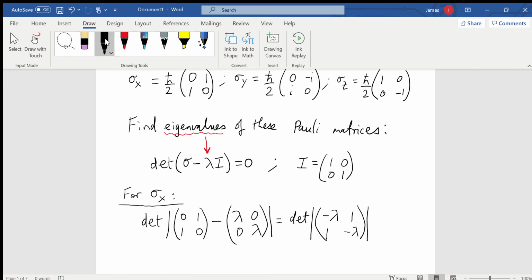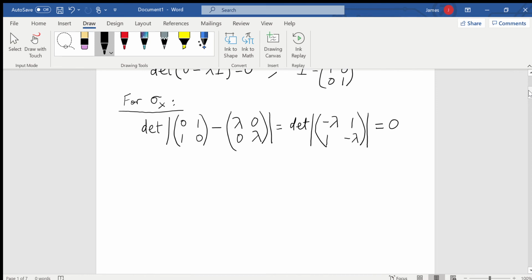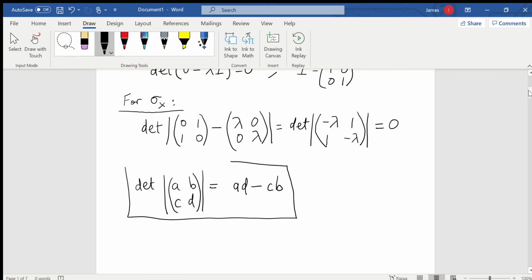Okay, so take the determinant of this and set it equal to 0. Well, now we can see what the determinant is, or how to do it at least. The determinant for a matrix ABCD is the diagonals subtracted from each other, so AD minus CB. So that's the determinant of a 2 by 2 matrix.